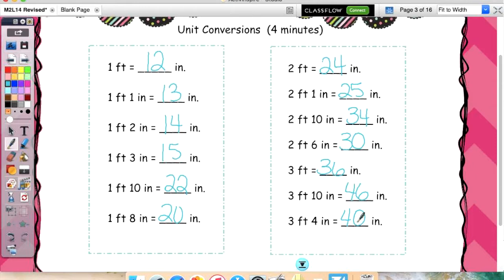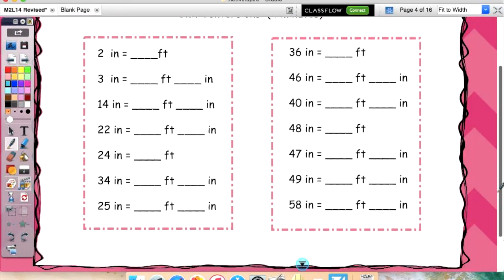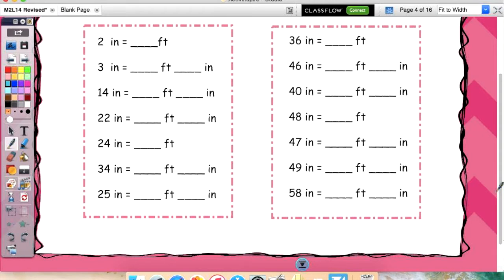Inches to feet. The backwards way? Oh. Let's take a look at this. 2 inches. What? No, because I have no idea. 0 feet. It should be 0 feet 2 inches, I guess. 3 inches equals 0 feet 3 inches.